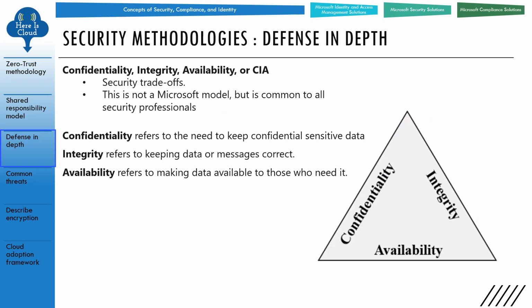Moving on, there is again a concept under defense in depth. It's called confidentiality, integrity, and availability, or CIA. There is a balance to be maintained. It's called the security trade-off. That means as availability increases, confidentiality or integrity might decrease. So we need to figure out a balance for the organization. You can keep this diagram in mind as the security trade-off.